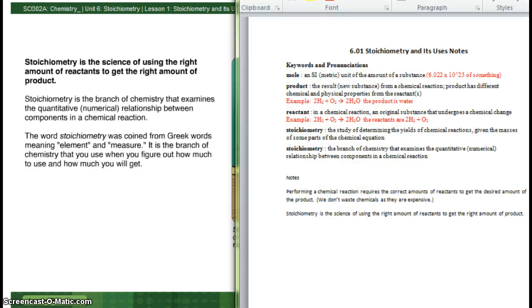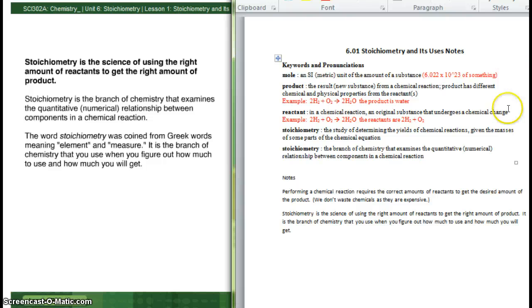And of course, you can choose to write different notes. You can choose to write a little bit more, a little bit less.